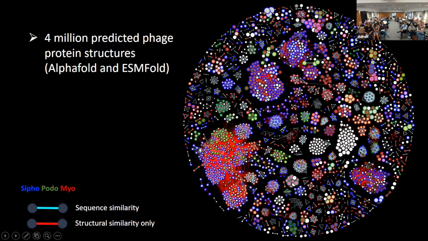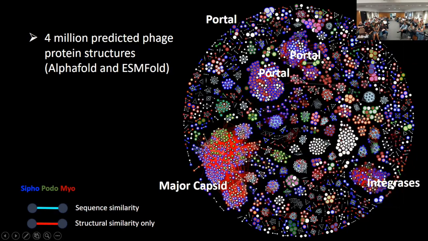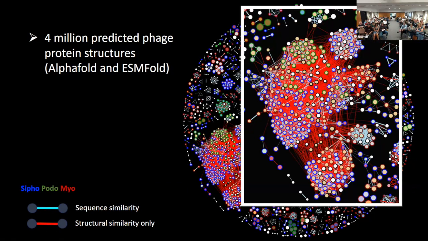What is interesting to see is if you zoom in on this big blob here, when you have edges between the different proteins, that means that they are connected. If the edge is cyan or light, then there's sequence similarity between the proteins. If it's a red edge, there's no sequence similarity, but only structure similarity. You can already see this big cluster, which happens to be the major capsid protein. They are not connected in sequence space, but in structure space they are very connected, which is not a big surprise to people working with the common fold.